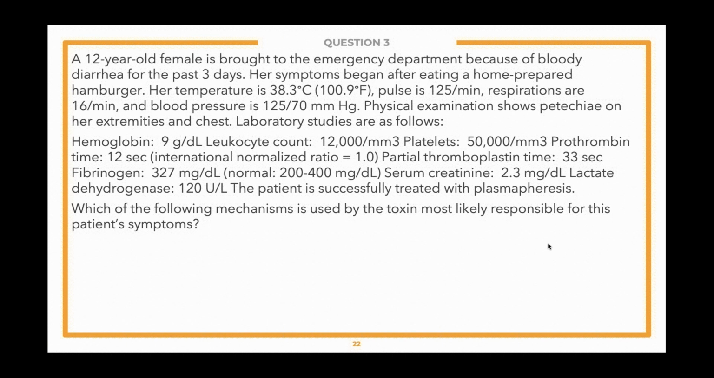Physical examination shows petechiae on her extremities and chest. Laboratory studies are as follows. Hemoglobin 9, leukocyte count 12,000, platelets 50,000, prothrombin time 12 seconds, international normalized ratio of 1, partial thromboplastin time of 33 seconds, fibrinogen of 327, and they give you the normal range there, serum creatinine of 2.3, and lactate dehydrogenase of 120. The patient is successfully treated with plasmapheresis. Which of the following mechanisms is used by the toxin most likely responsible for this patient's symptoms?